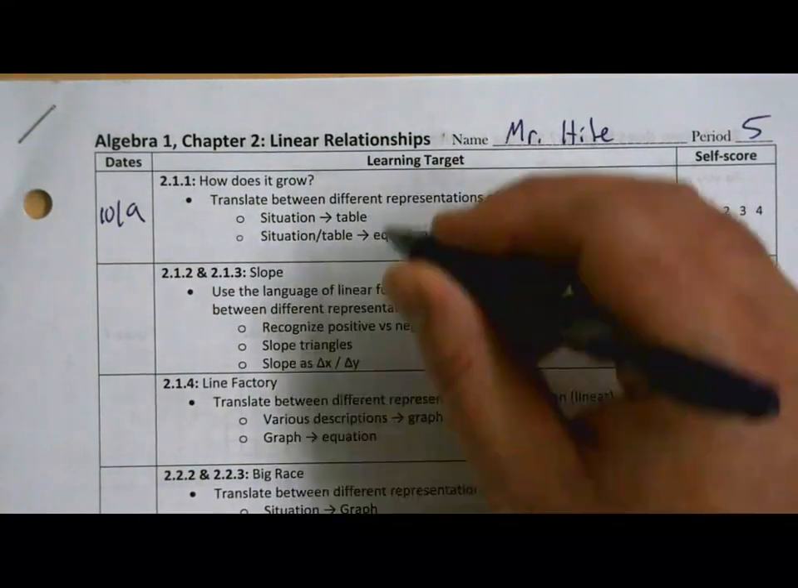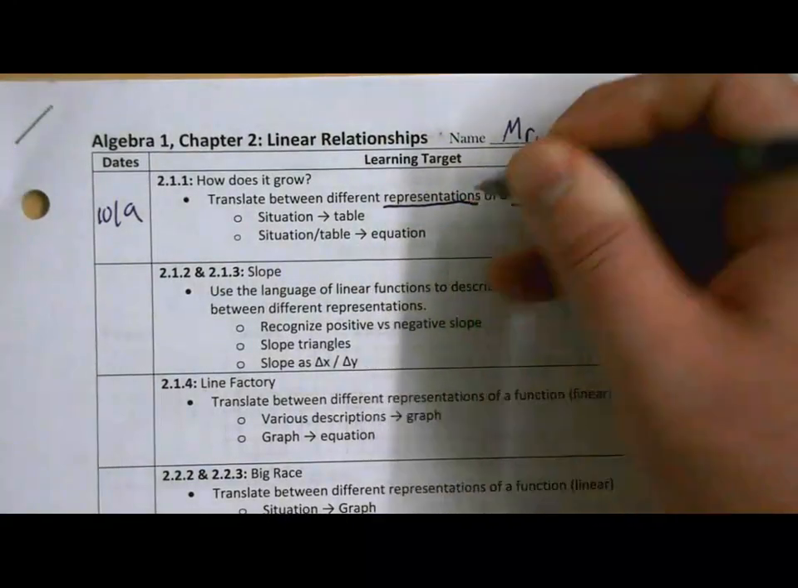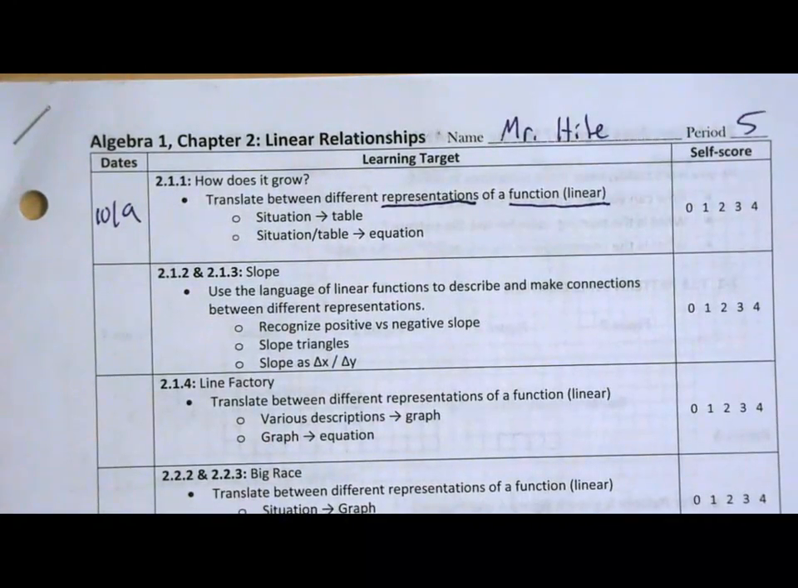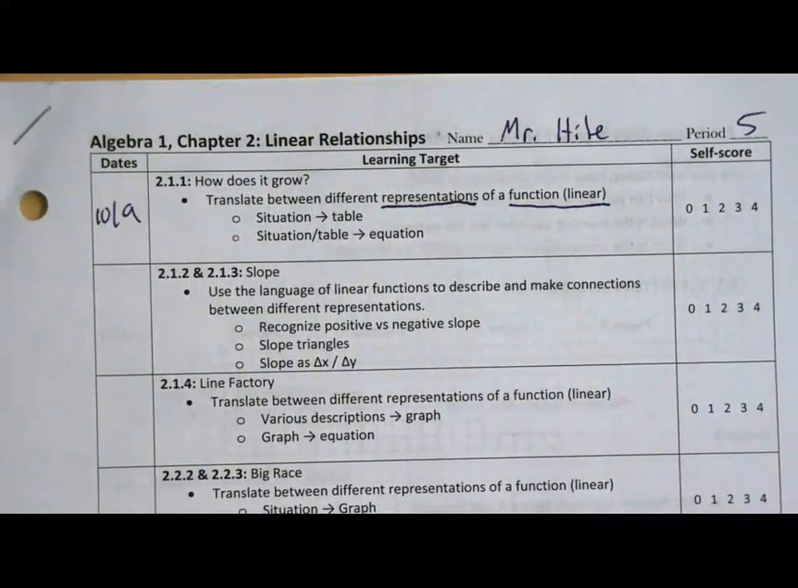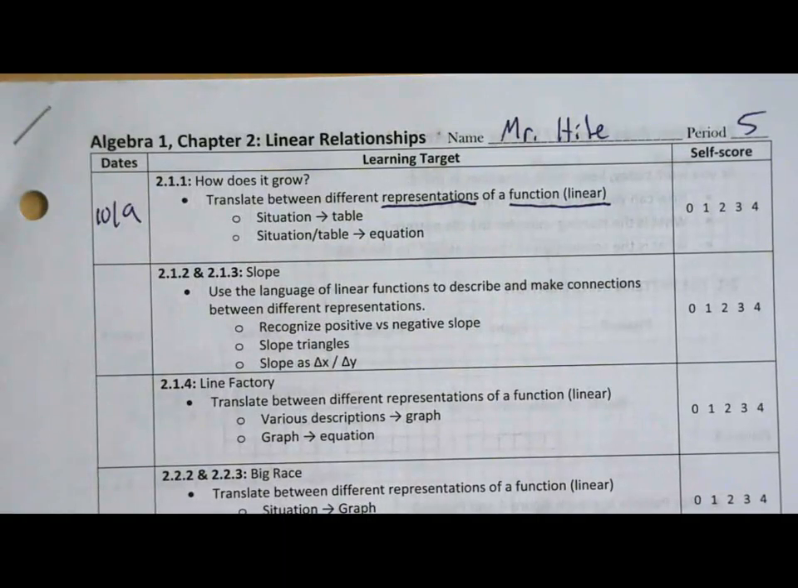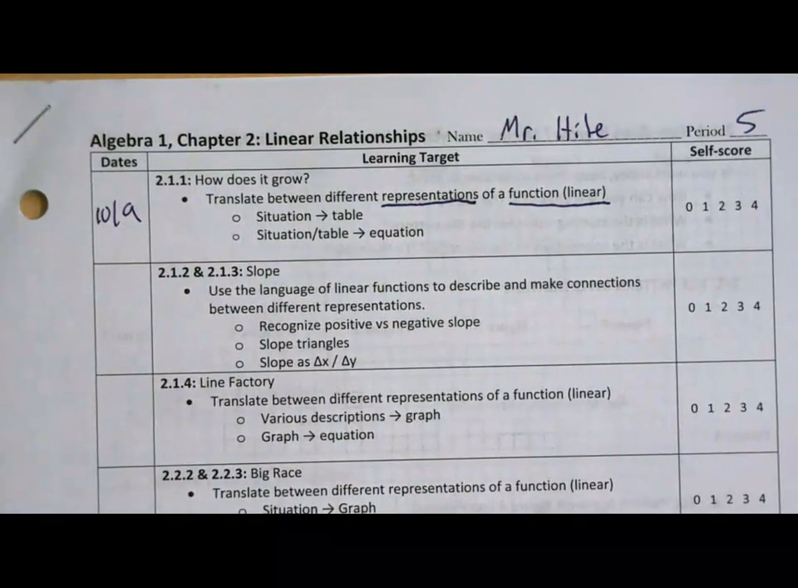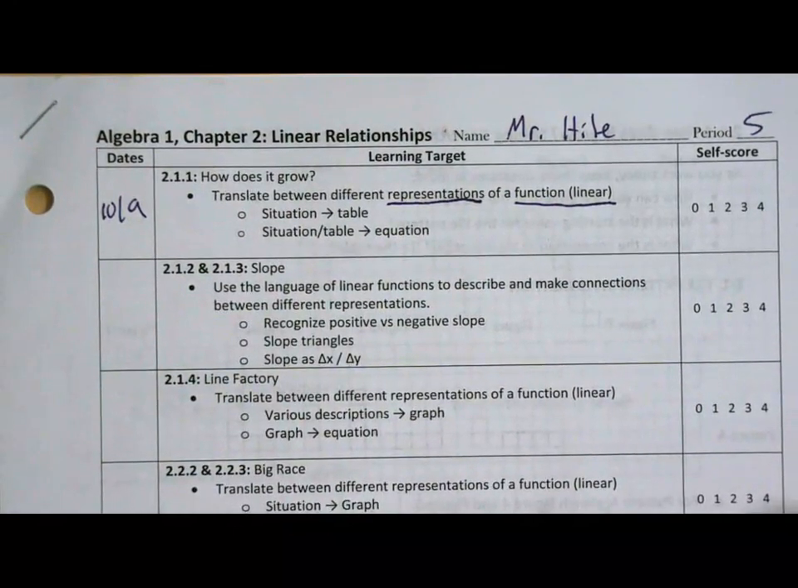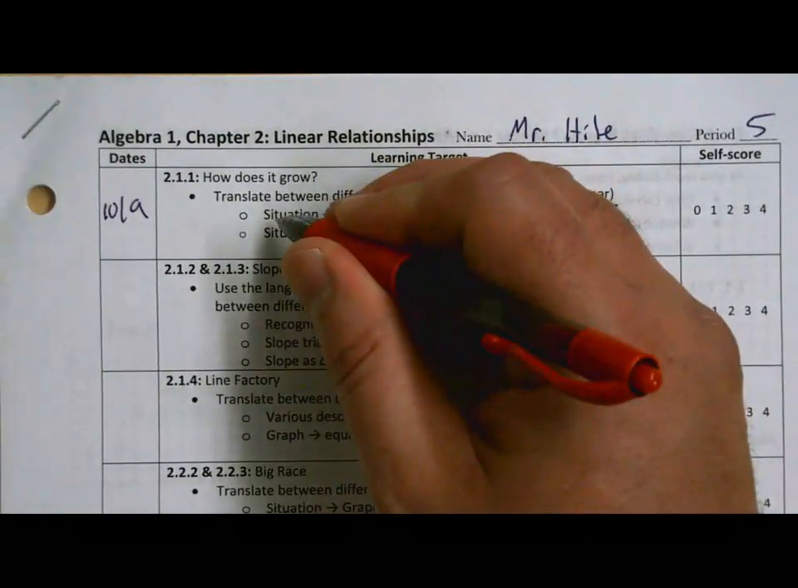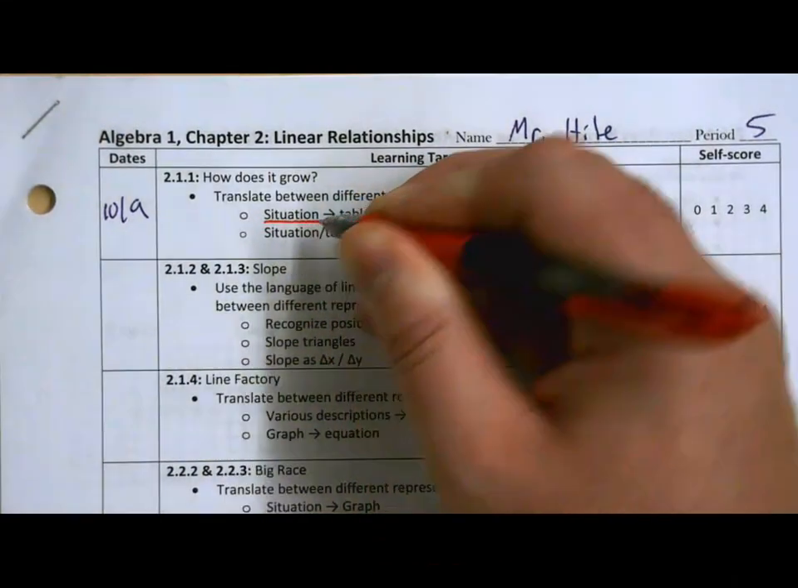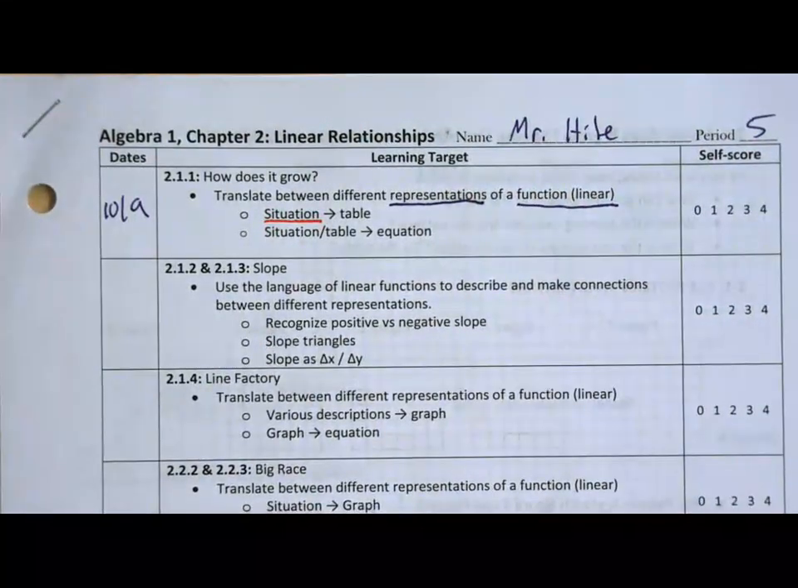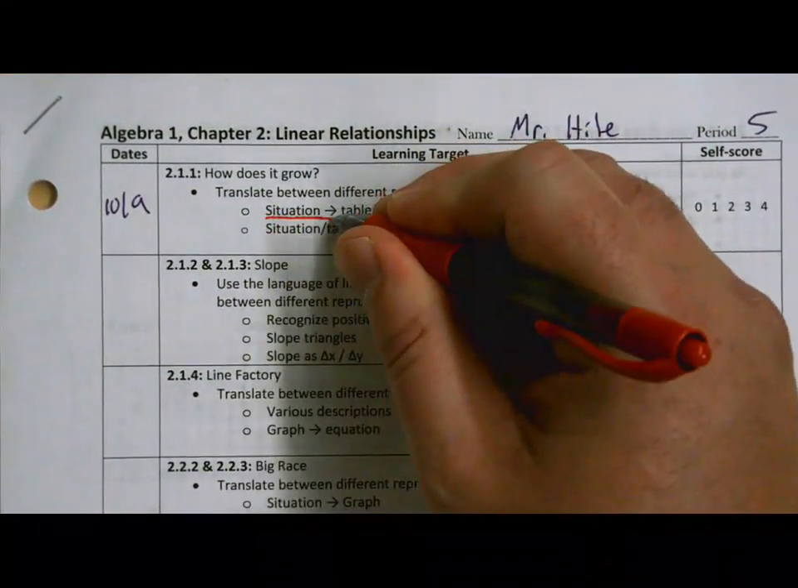When we say representations, there are 4 main representations that we will deal with in this class. Those representations are situation, table, equation, and graph. Today we are going to be focusing on situations, tables, and equations. We will not be graphing these things today. And before you leave today, I want you to be able to look at a situation that involves linear growth. I need you to be able to turn that situation into a table.